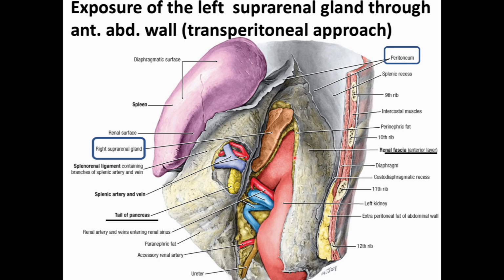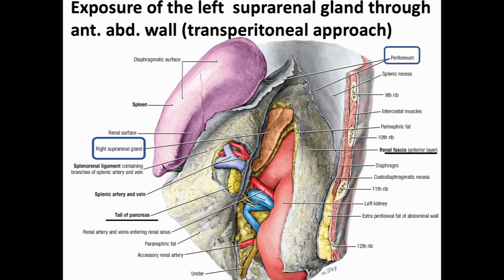Here we show how to approach the left suprarenal gland through the transperitoneal approach for removal of adrenal gland tumors. For this approach, we have to reflect the organs which are superficial to the gland, like the spleen, the tail of the pancreas, and of course the stomach, which should be reflected laterally. Note that this here is the left gland, not the right. It is just a mistake in the text. So the transperitoneal approach is used for access to the left or right suprarenal gland for removal of adrenal tumors.